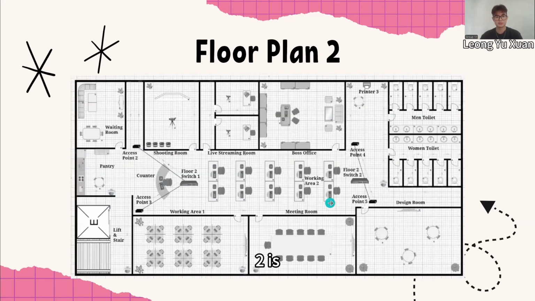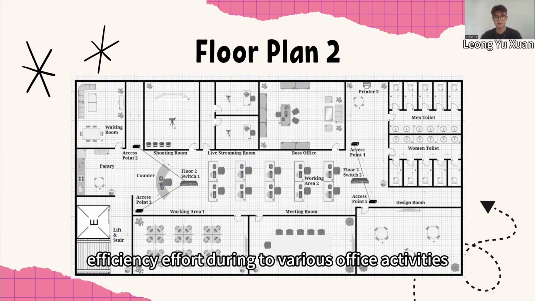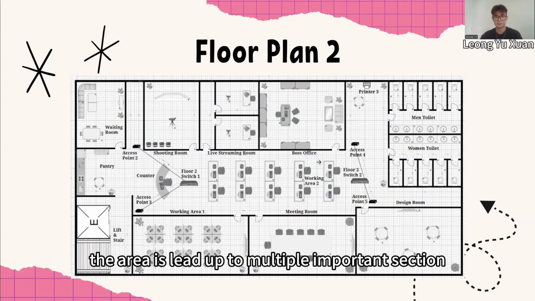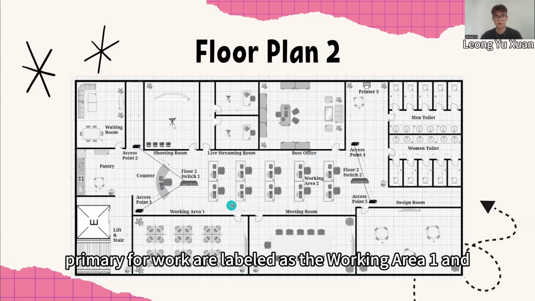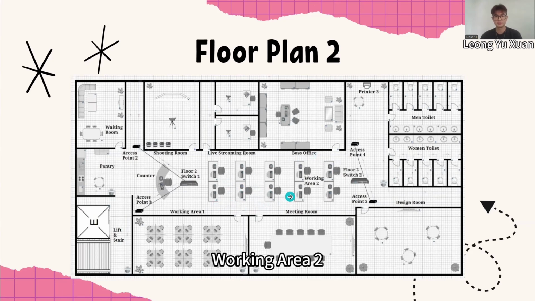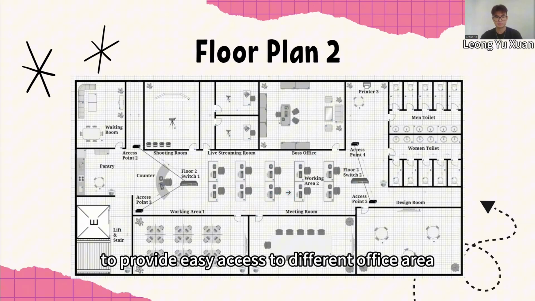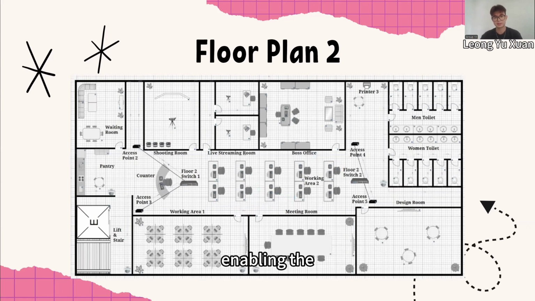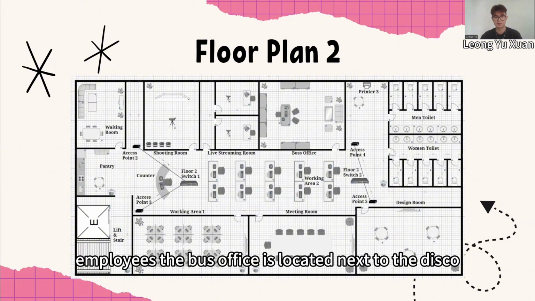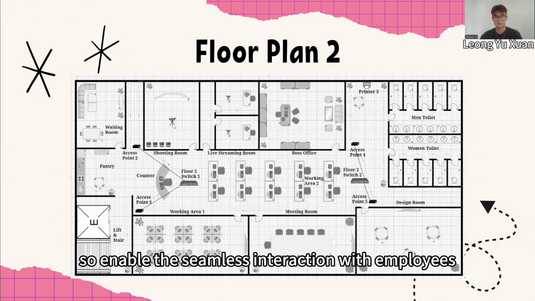Floor plan 2 is designed to enhance both functionality and efficiency, catering to various office activities. The area is split into multiple important sections, and the 2 primary areas for work are labeled working area 1 and working area 2. These areas are arranged to provide easy access to different office areas, enabling efficient communication and teamwork among the employees. The boss office is located next to this workplace, enabling seamless interaction with employees.